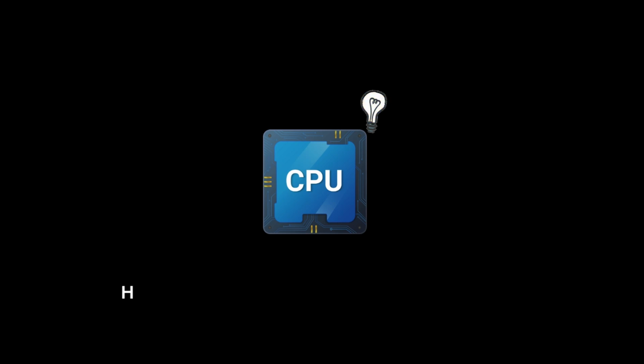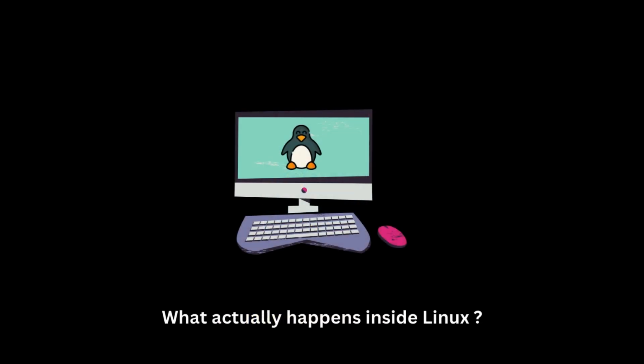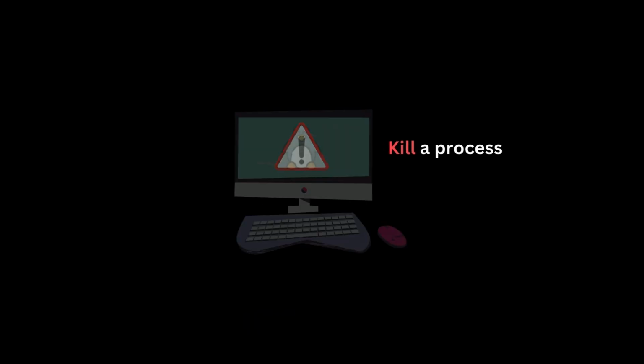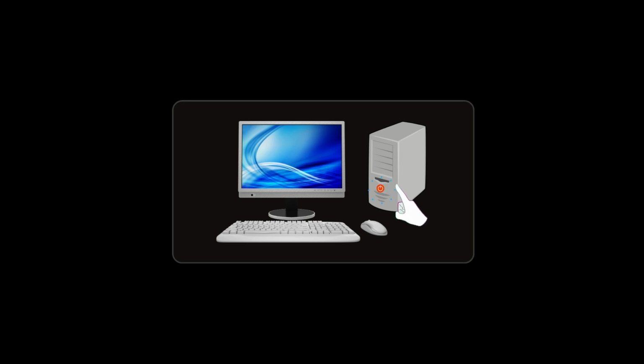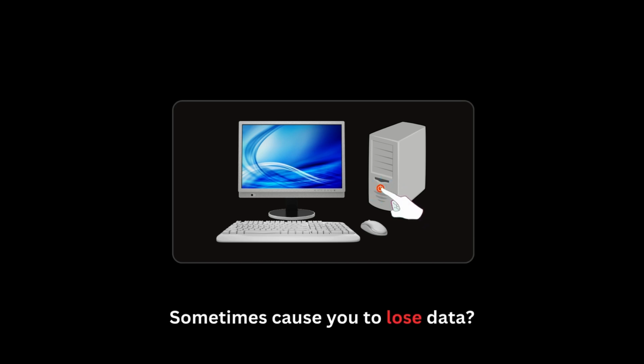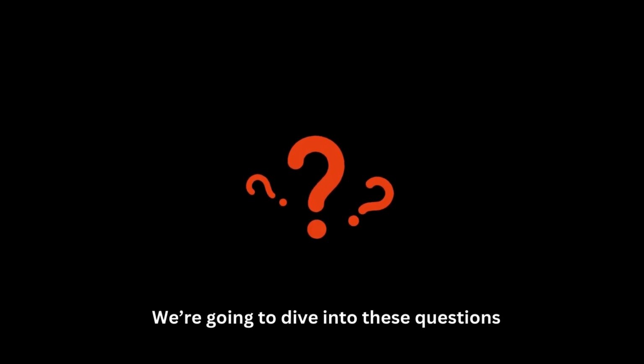Have you ever wondered how your computer's CPU manages to handle so many tasks at once? What actually happens inside Linux when you kill a process? Why do C or C++ programs return a number when they exit? And why does pressing the power button to shut down your computer sometimes cause you to lose data? In this video, we're going to dive into these questions and much more.